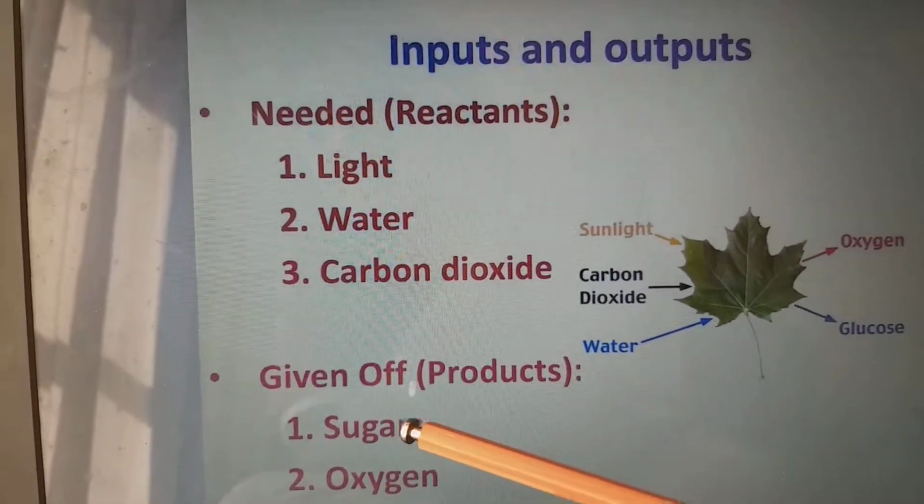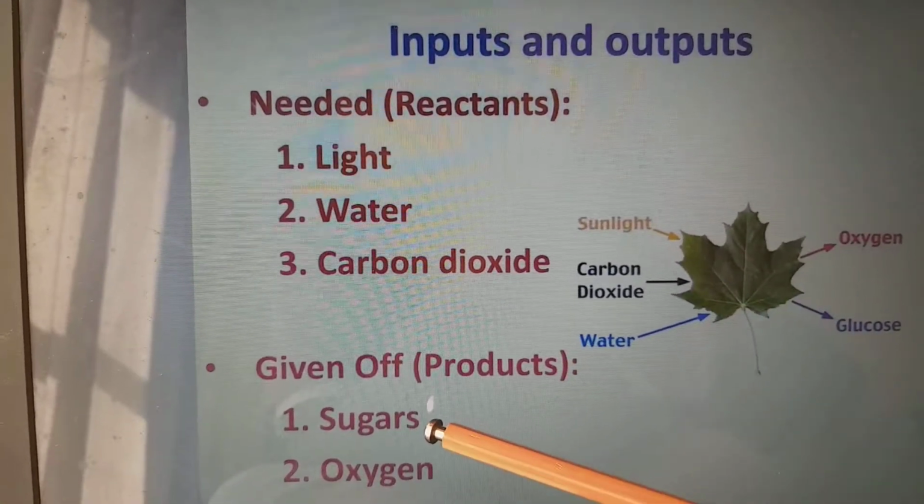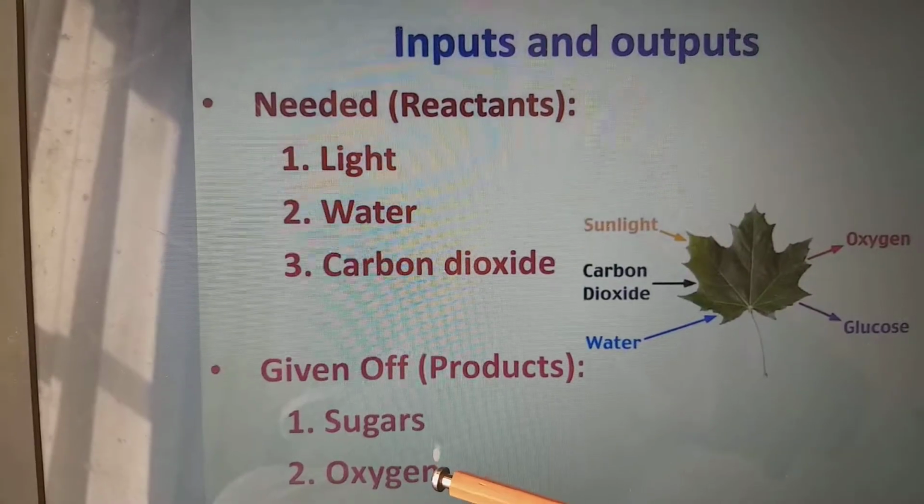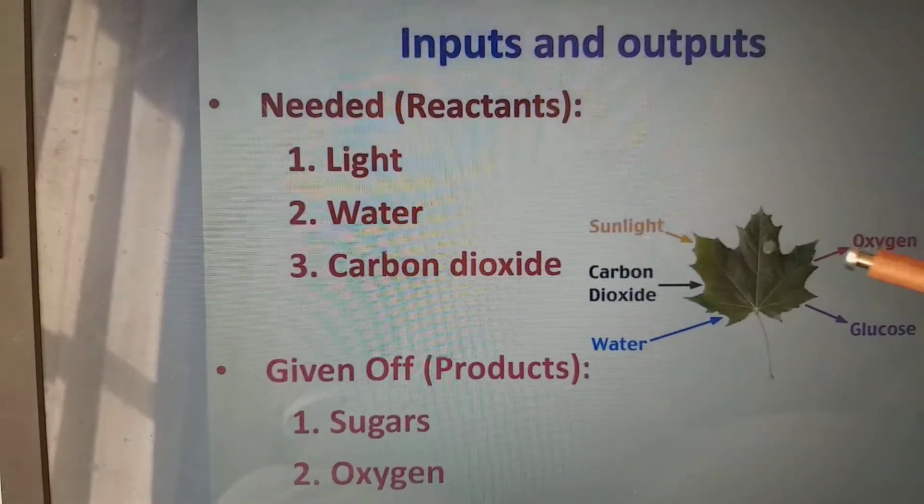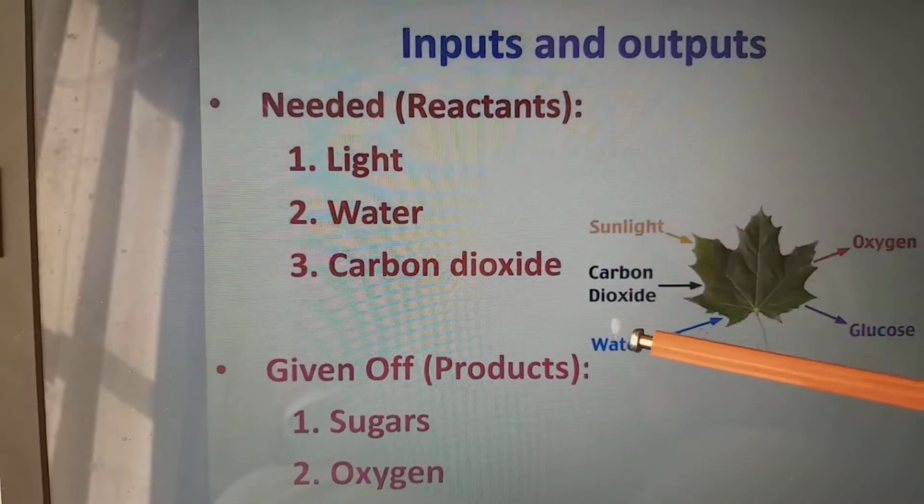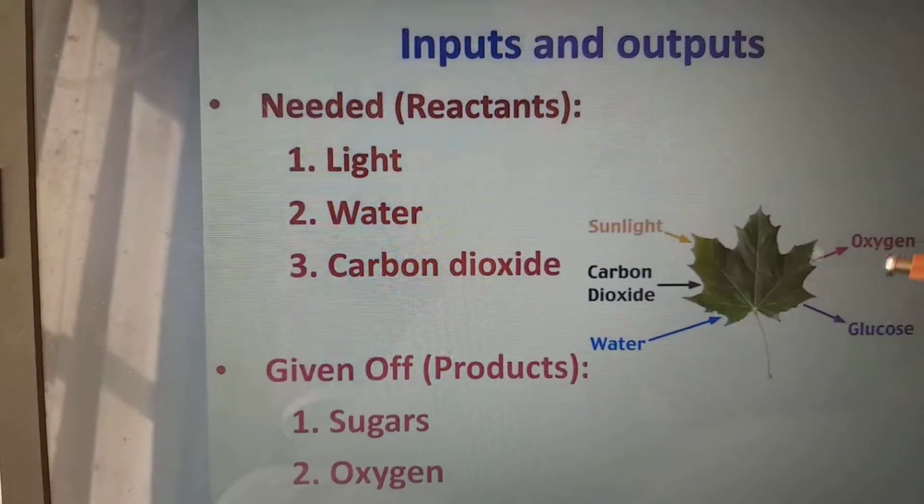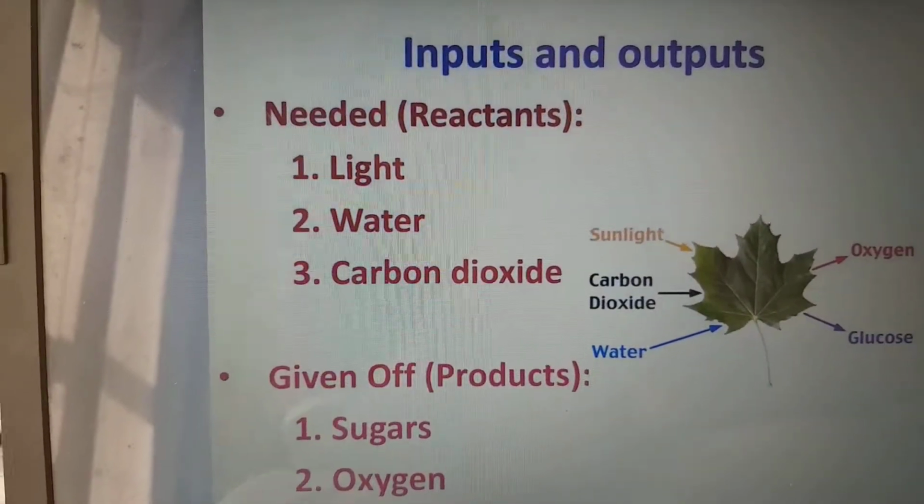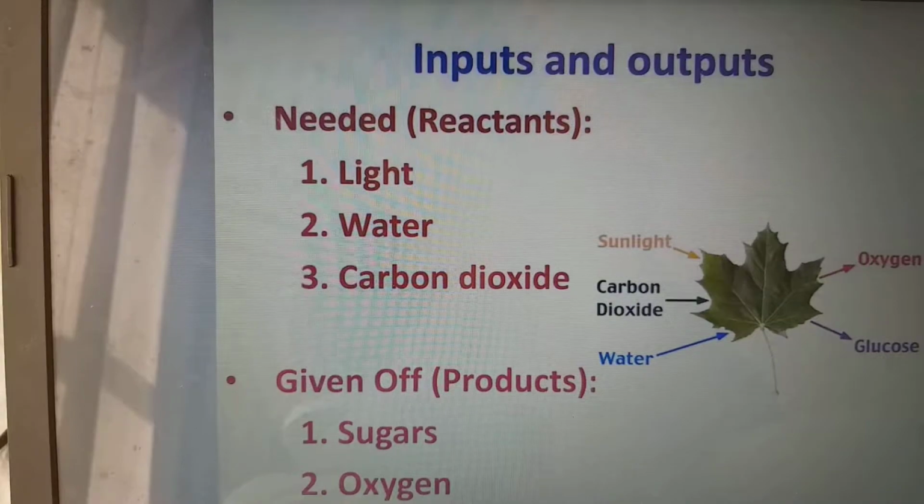And next, what is given off, or the products? It will be sugars and oxygen. So the plant will emit oxygen. So sunlight, carbon dioxide and water, these are the inputs. Oxygen and glucose, these are the outputs or products.